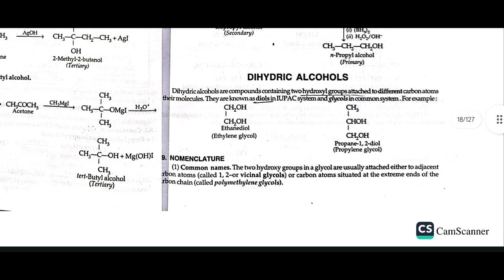Dihydric alcohols. Dihydric alcohols are compounds containing two hydroxyl groups attached to different carbon atoms in their molecules. They are known as diols in the IUPAC system and glycols in the common system. For example, ethylene diol, ethylene glycol.